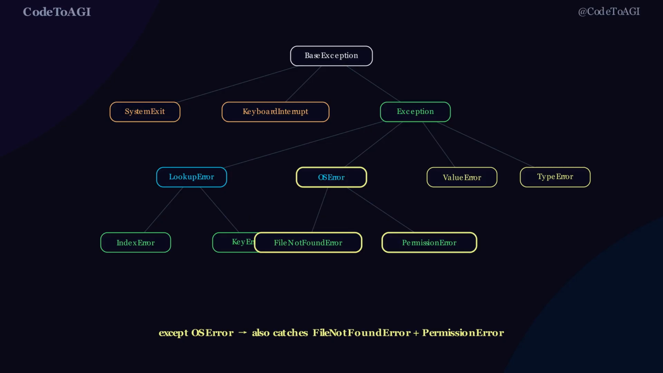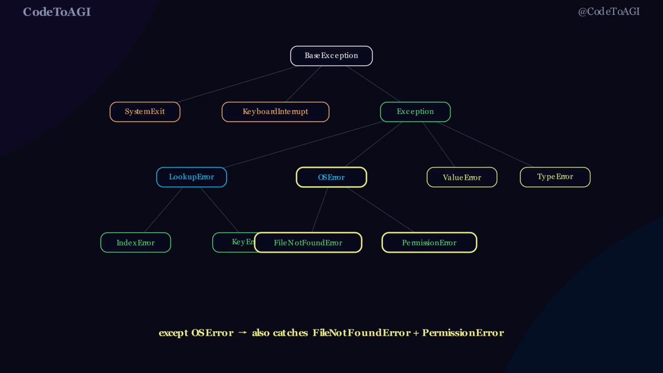LookupError, then IndexError and KeyError under it. OSError, then FileNotFoundError and PermissionError under it. ValueError and TypeError sit at the same level. Why does this matter? Because except OSError catches FileNotFoundError too.